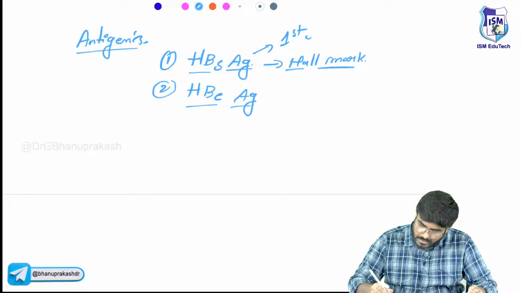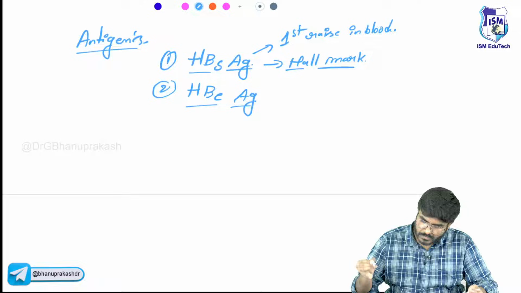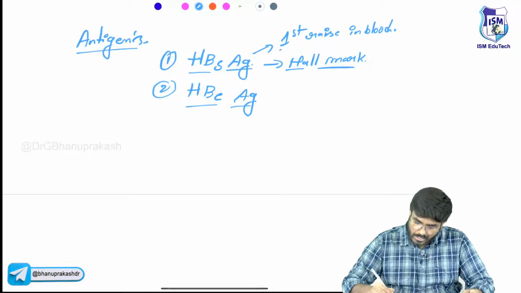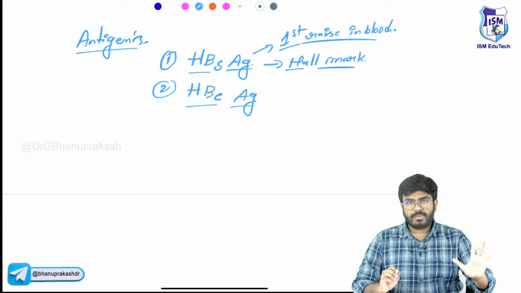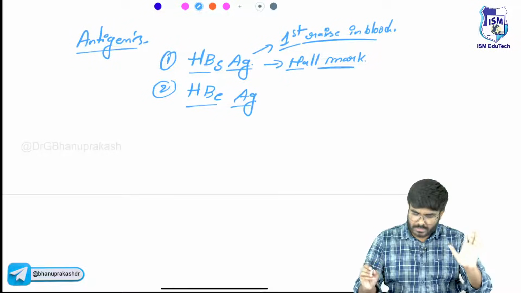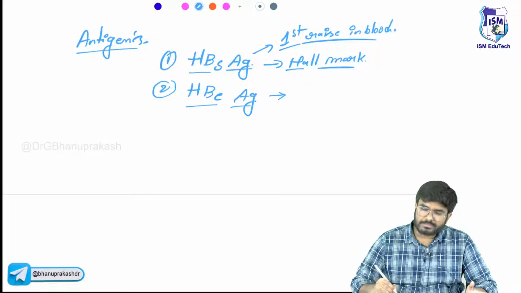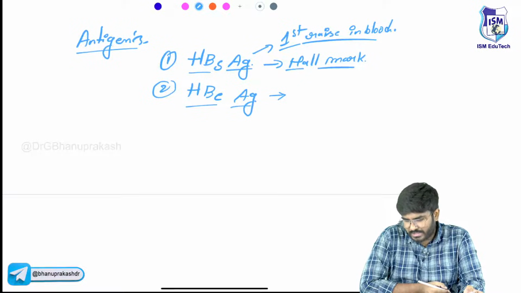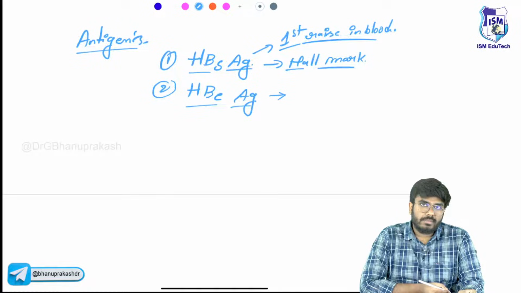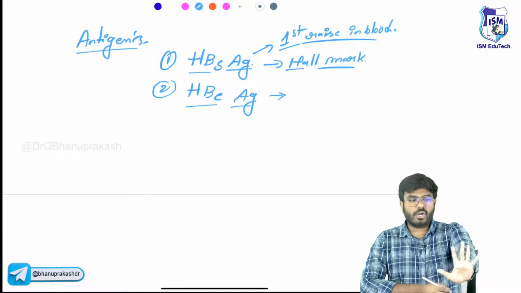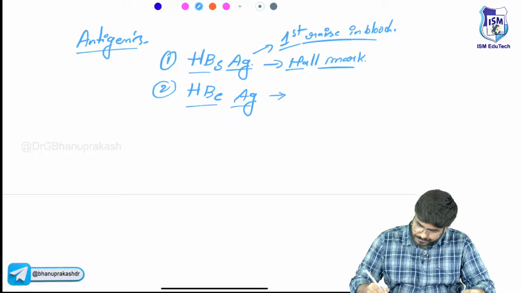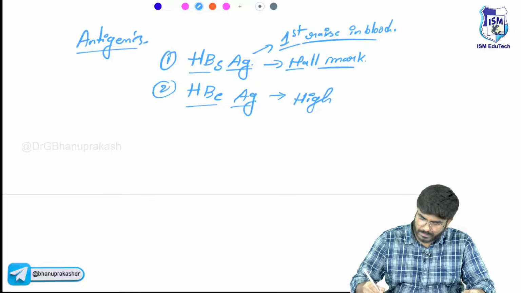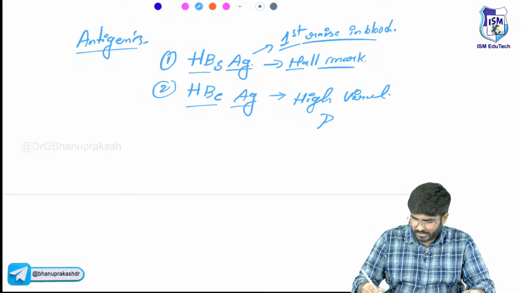So hepatitis B surface antigen is going to be the hallmark. It is going to first rise in the blood. It's a hallmark for the acute infection. Now, hepatitis B E antigen. Look guys, what does it indicate? It indicates not just the infection. It indicates high viral replication.